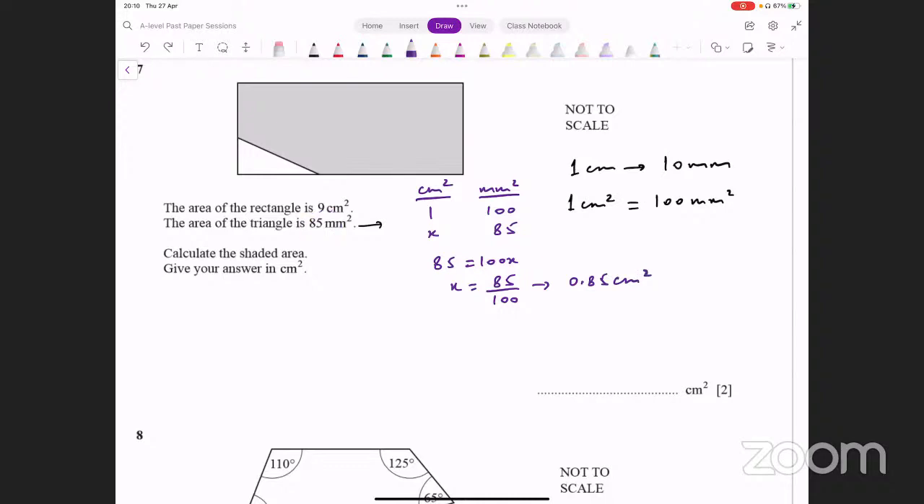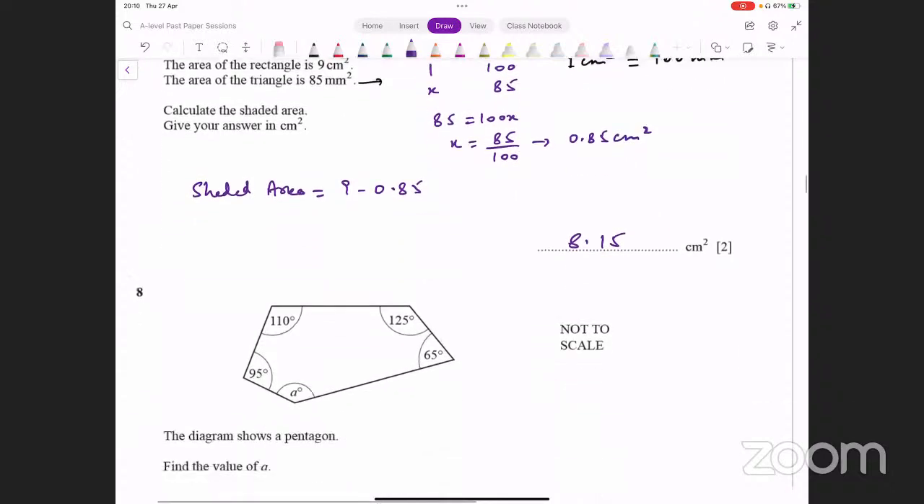Now what are we looking for? We're looking for the shaded area. Shaded area क्या होगा? Rectangle में से triangle minus कर दें, and let's see what that turns out to be. Shaded area is equal to 9 minus 0.85. You can subtract this. That's going to give you 8.15 centimeters square. All right. That's the shaded area that we were looking for in centimeter square. Okay, let's move on. Question number 8.